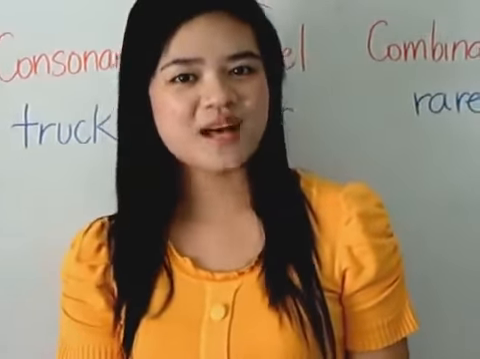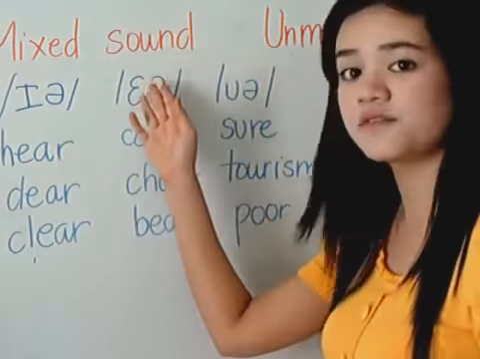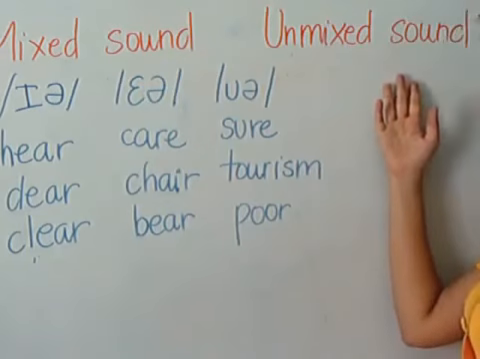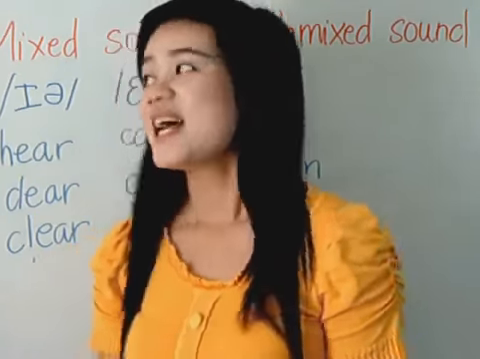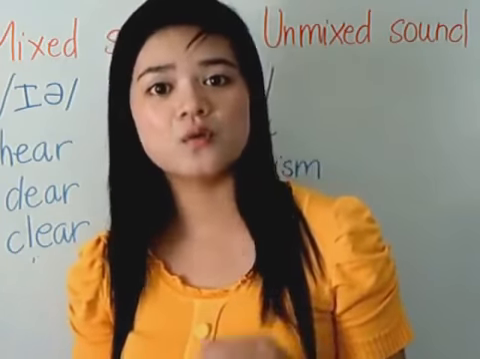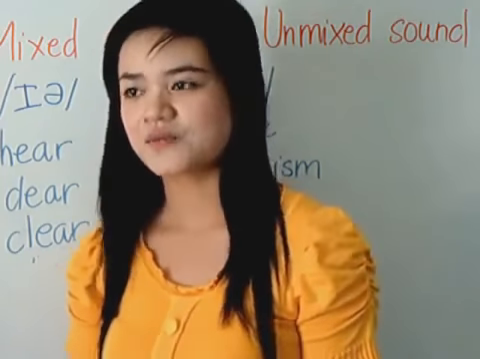Today I'm going to talk about the vowel. Are you ready to find out the rule of vowel? There are two main groups of vowel. They are mixed sound and unmixed sound. Let me explain these definitions. It is called mixed sound because it consists of two syllables which can mix together. Let me tell you in detail.